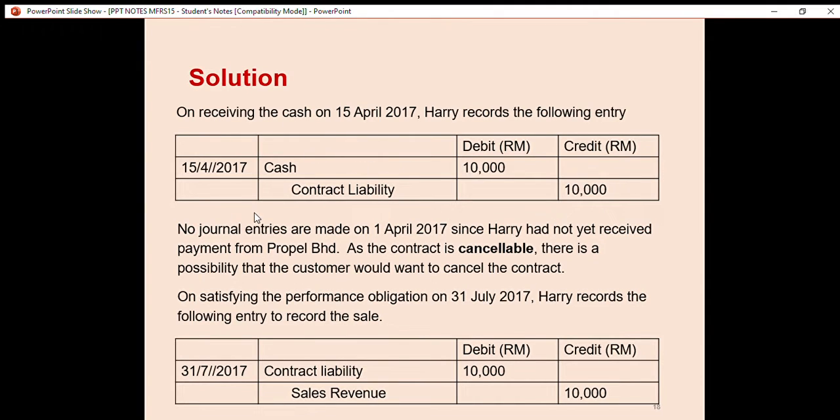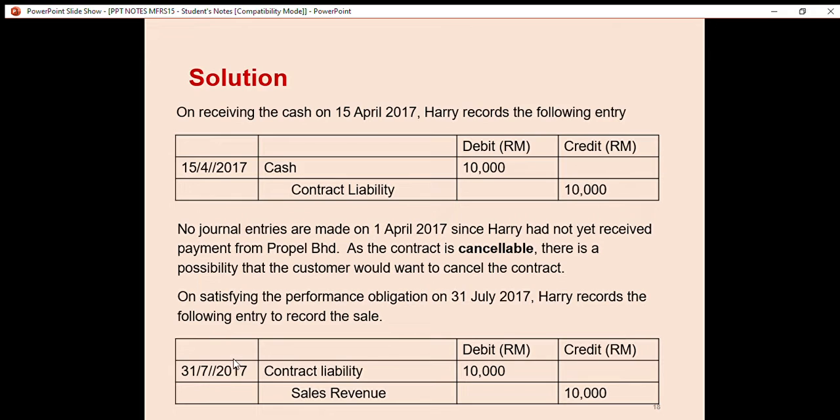No journal entries are made on 1st April 2017 since Harry had not yet received payment from Propel Berhad. As the contract is cancelable, there is a possibility that the customer would want to cancel the contract. On satisfying the performance obligation on 31st July 2017, Harry records the following entry to record the sale.